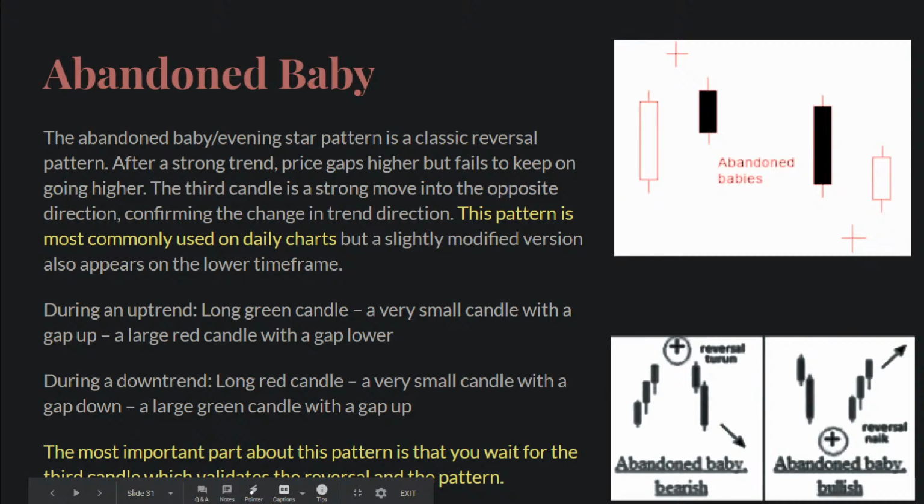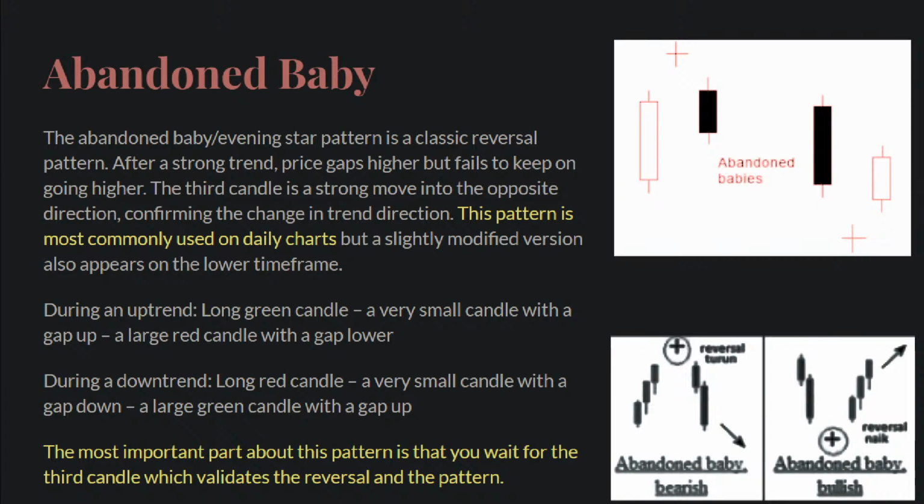The abandoned baby slash evening star pattern is a classic reversal pattern. It's commonly compared with the evening star doji. Now, an evening star doji doesn't necessarily have to have a gap. The abandoned baby, the fact that it's abandoned up there by itself and it's small and indecisive is why it gets that name. And it's got the gap there too. And gaps can be important with candlestick patterns. So we're going to talk about those soon in a minute here.